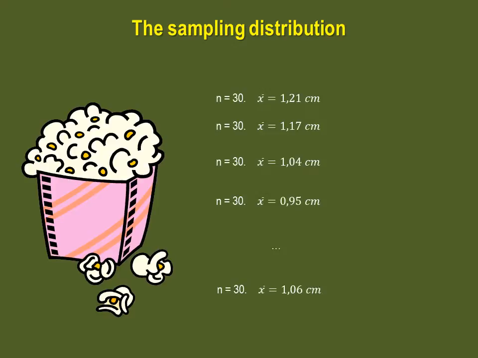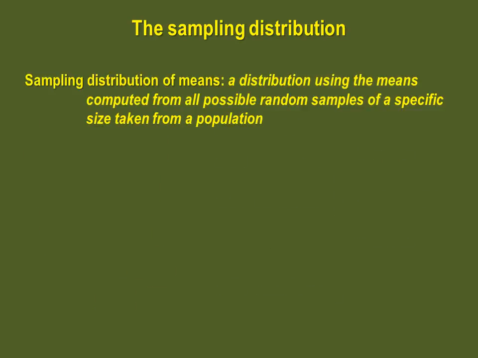You can do this again over and over, and then you end up with, say, a total of 100 samples. Now what you have is an actual distribution of sample means. This is also known as a sampling distribution of means. Now your mean of means is actually equal to 1.09 centimeters, which is the same as your population mean of 1.09 centimeters. Now, more precisely, a sampling distribution is a distribution using the means computed from all possible random samples of a specific size taken from a population.